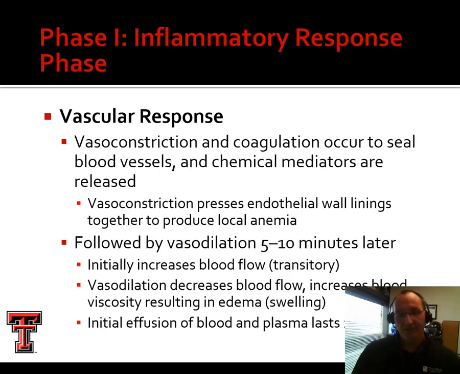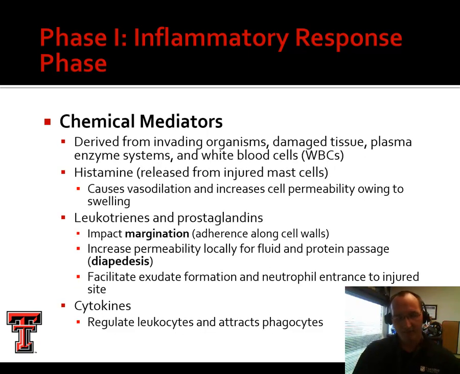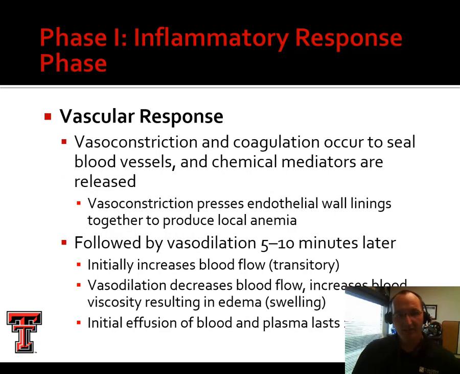Now, in addition to a chemical response, we have a vascular response. So as you saw from this chemical mediator response, we get a lot of changes. Well, that has to be transmitted or transferred.